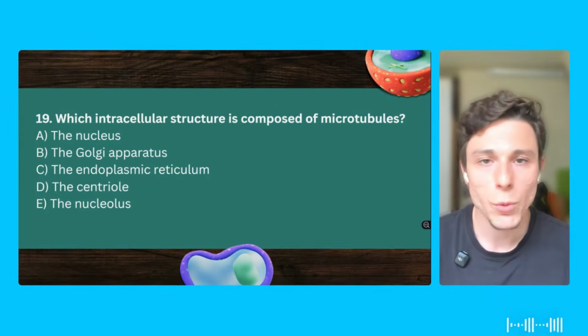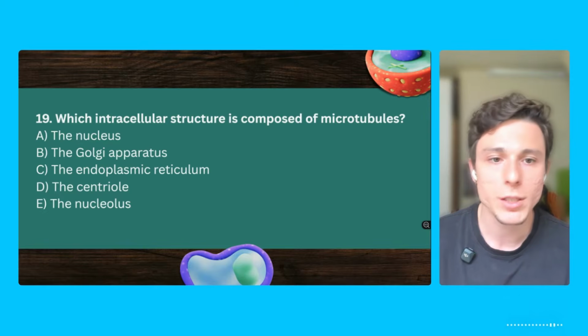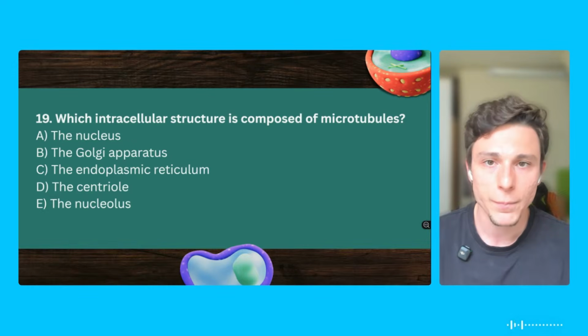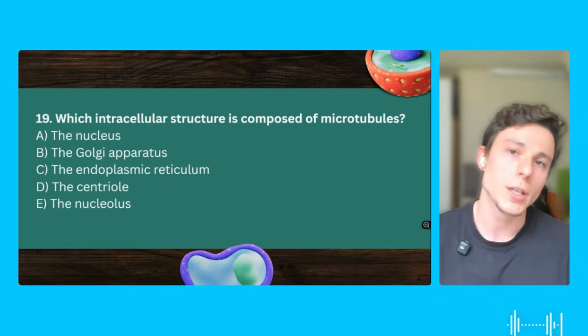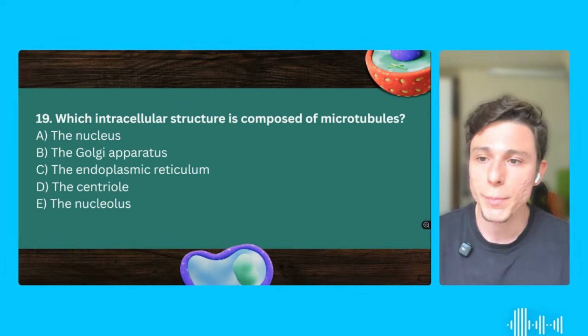Alright guys, so we're going to continue from where we left. We have question 19 here asking about which intracellular structure is composed of microtubules. So this is a very important topic. It shows up a lot in the IMAT, and we're talking about the cytoskeleton. Whenever we're talking about the cytoskeleton, it's important to remember there's three different types of cytoskeleton. Microtubule is one of them. And it's also important to remember that they're made out of proteins.